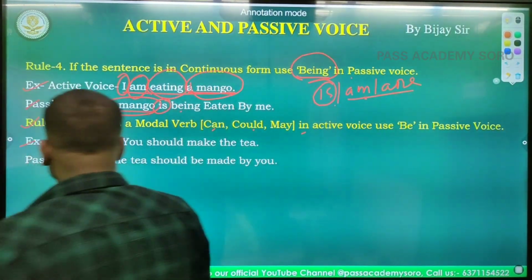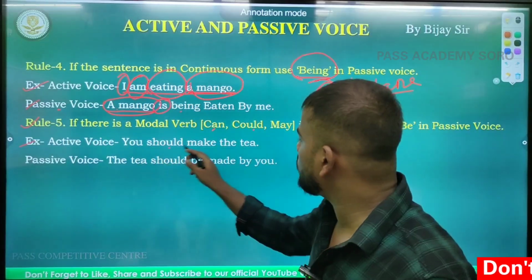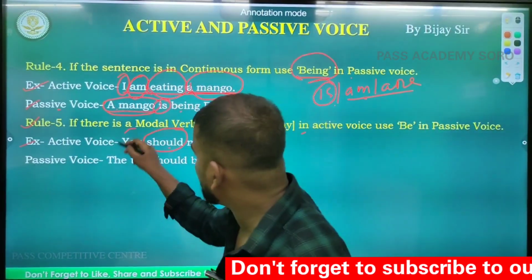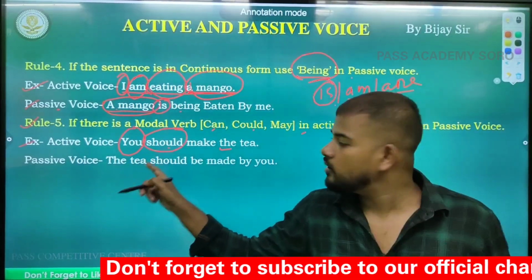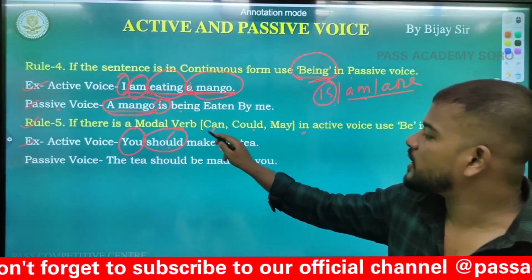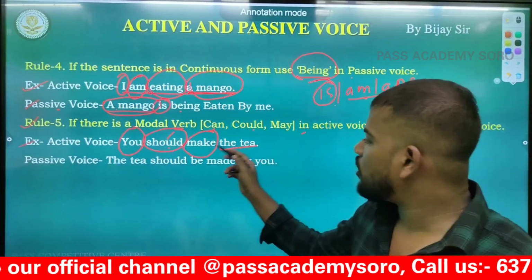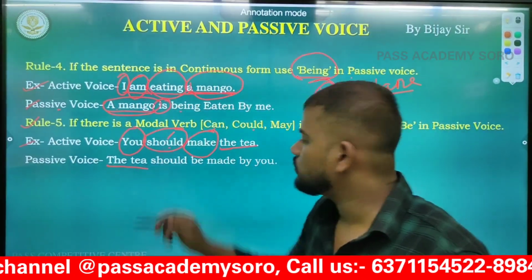Look at the example, dear students. Active voice: You should make the tea. Here should is the modal verb. You is the subject and should is the modal verb. Make is the main verb and the tea is the object. So I use the object as the subject here. The tea.